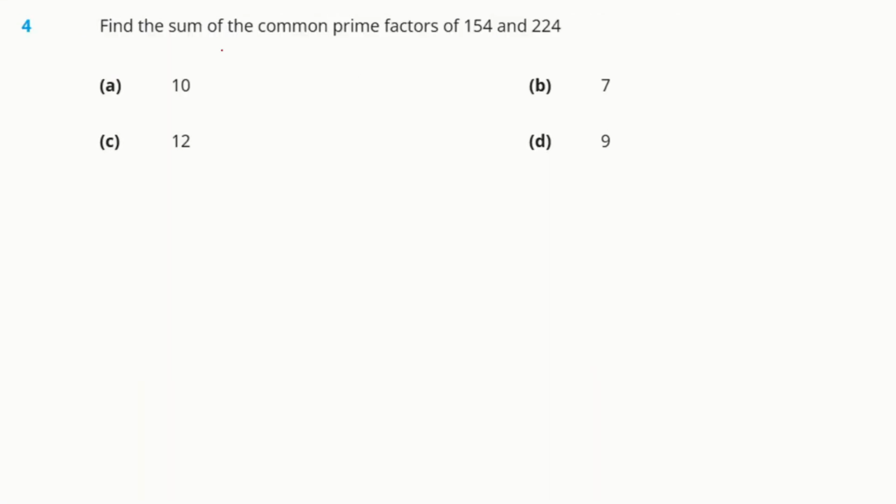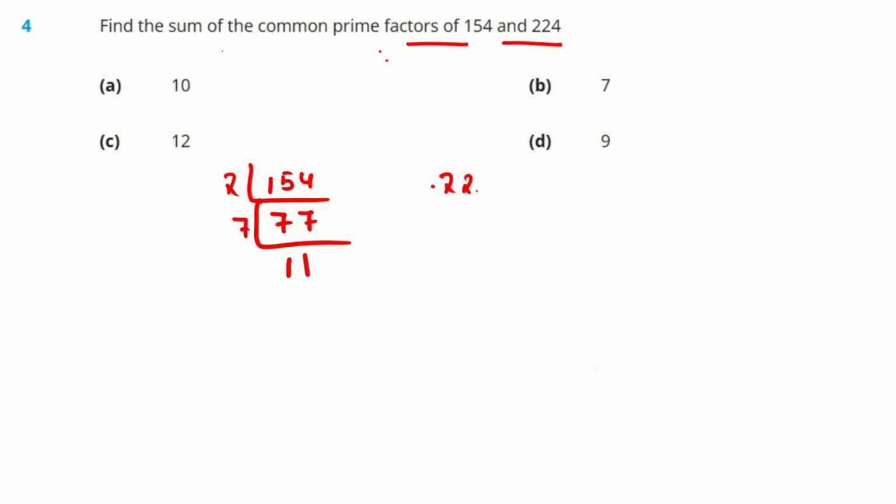Moving on to the next question, 4. Common prime factors of 154 and 224. If we write down the factors of 154, we can start off with 2, obviously. It's 77. 77 has 7 and 11. So 2, 7 and 11 are the prime factors of 154 using the prime factorization method.